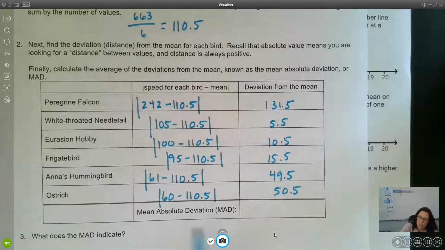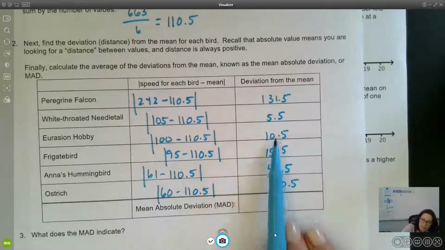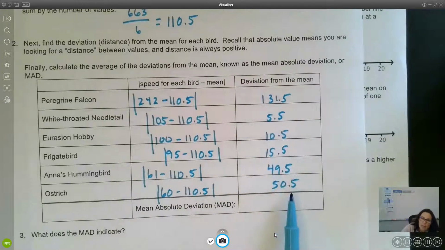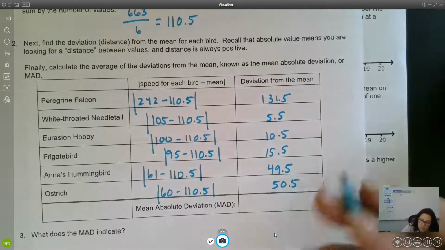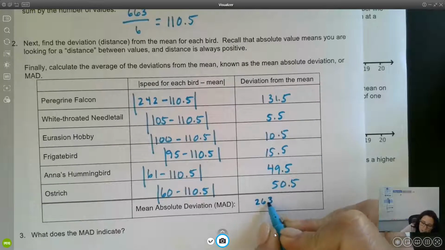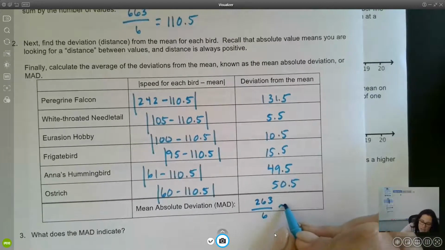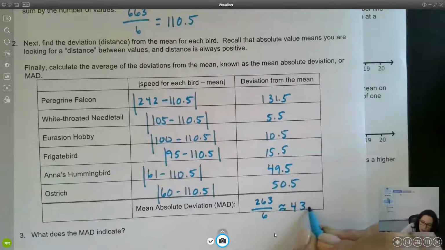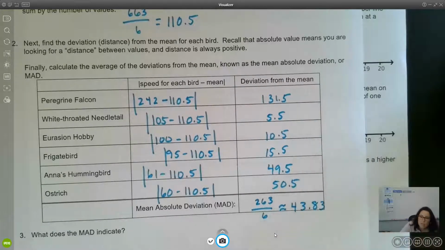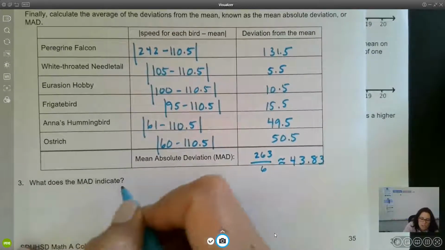Now, to take the mean absolute deviation, you're going to add these up and divide by how many there are. We're taking the average of these. So if we add all these up in a calculator, we get 263, and we're going to divide that by 6, and that comes out to be roughly, I think I rounded on that one, 43.83. So what does the MAD indicate?